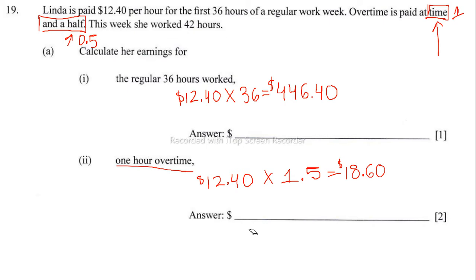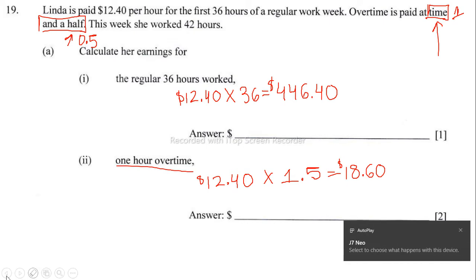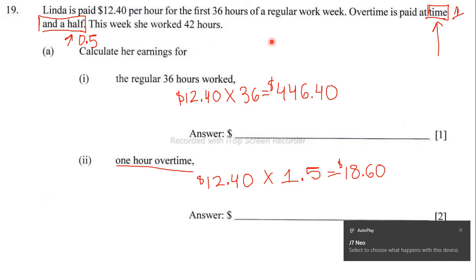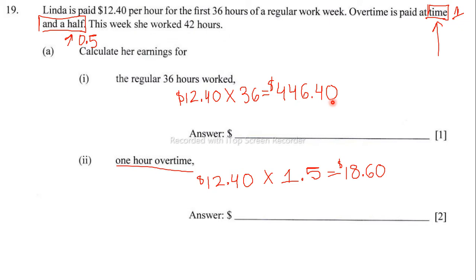Alright, so take this down for me and send a photo of it so that I can know that you're following along. For 36 hours of regular work, she is going to get $446.40, and we got that by multiplying the 12.40 by the 36. And for 1 hour of overtime, she gets $18.60, and we got that by multiplying 12.40 by 1.5.